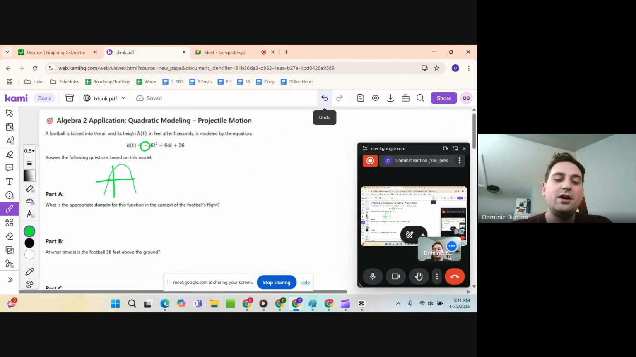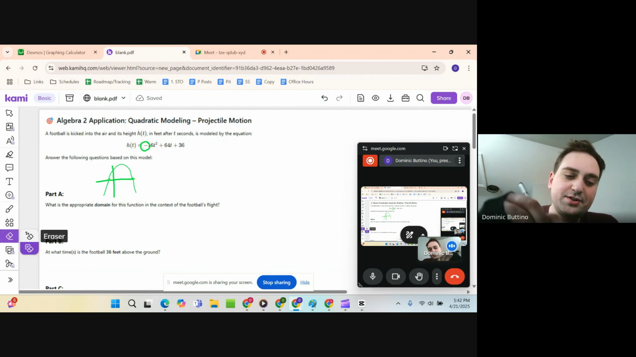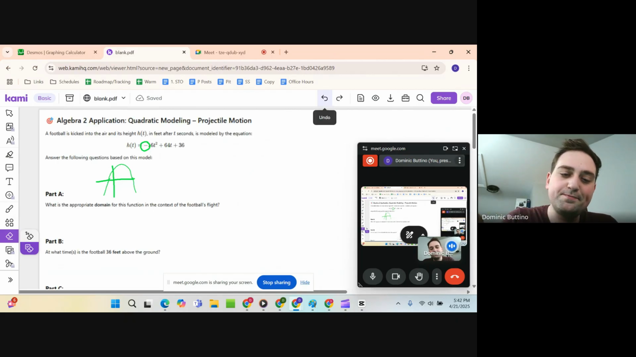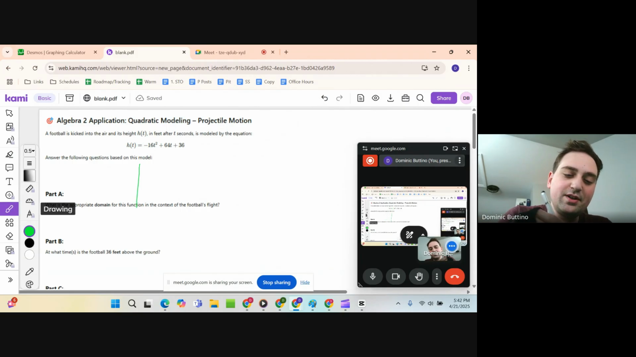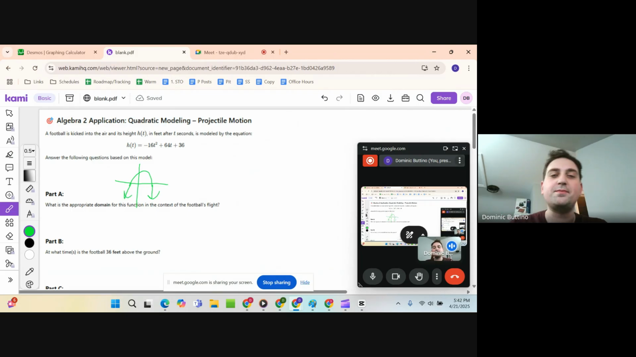Now, part A asks, what is the appropriate domain for this function in the context of the football's flight? Well, let's see what the football is doing. It's kicked into the air, and its height h of t in feet after t seconds is modeled by this equation. So what is the equation? It is negative 16t squared plus 64t plus 36. Again, it looks something like that.